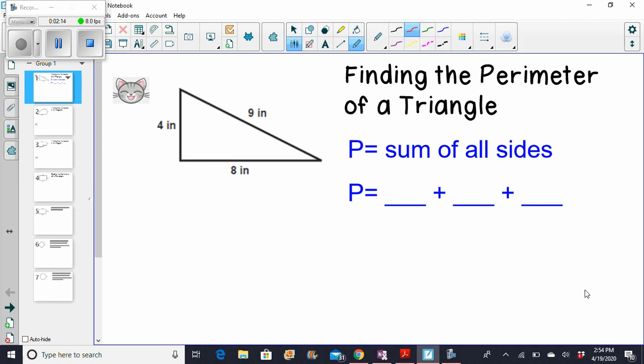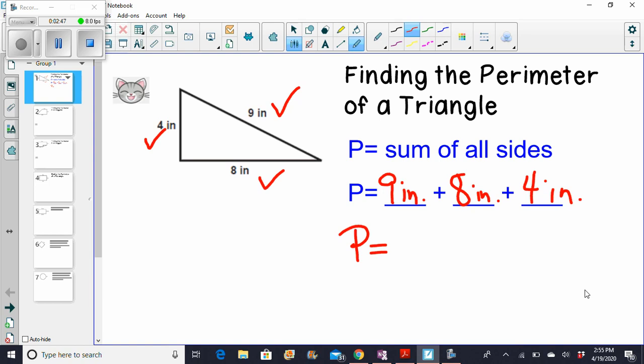So the very first side is 9 inches. Important to note that it's inches. So I'm going to write in 9. Okay. And this is a measurement. So I'm noting that it's inches. Then the second is 8 inches. And then my last measurement is 4 inches. 9 plus 8 plus 4. I'm going to give you a moment to go ahead and add those three numbers together, those three measurements.